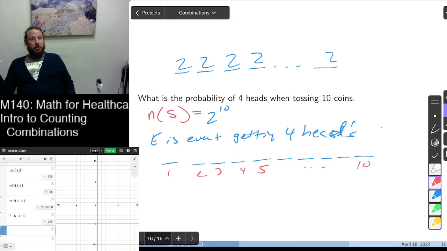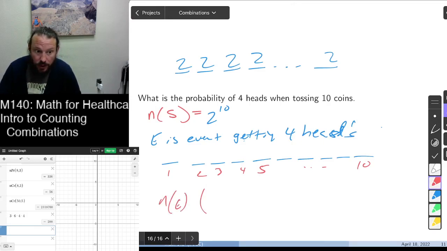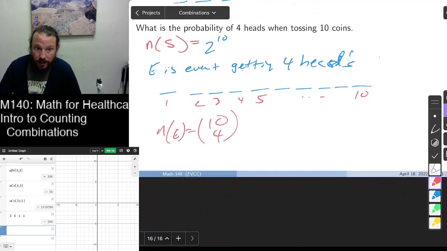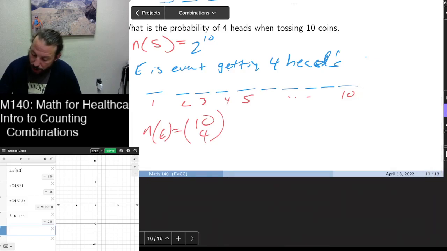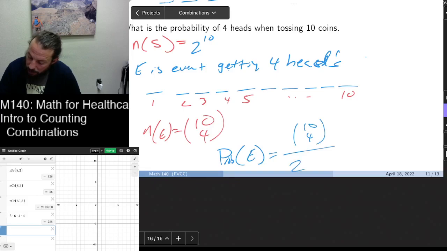Because what does each of those 4 numbers represent? Let's say I picked out 1, 2, 3, 4. That would represent getting heads on these first 4 flips. So there are 10 items, and I'm picking out 4. So we get the size of E equals 10 choose 4. And finally, the probability of event E, getting 4 heads, is 10 choose 4 divided by 2 to the 10th.